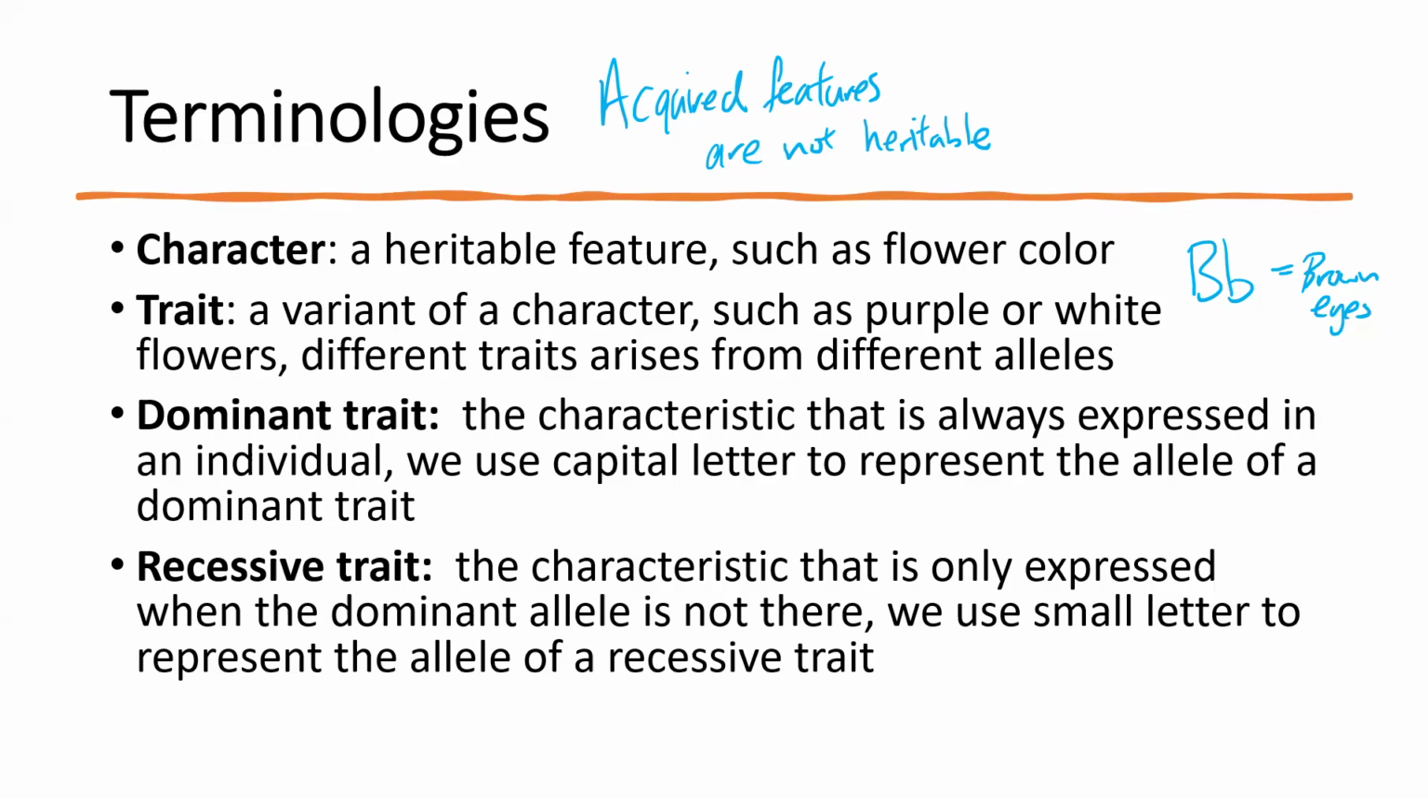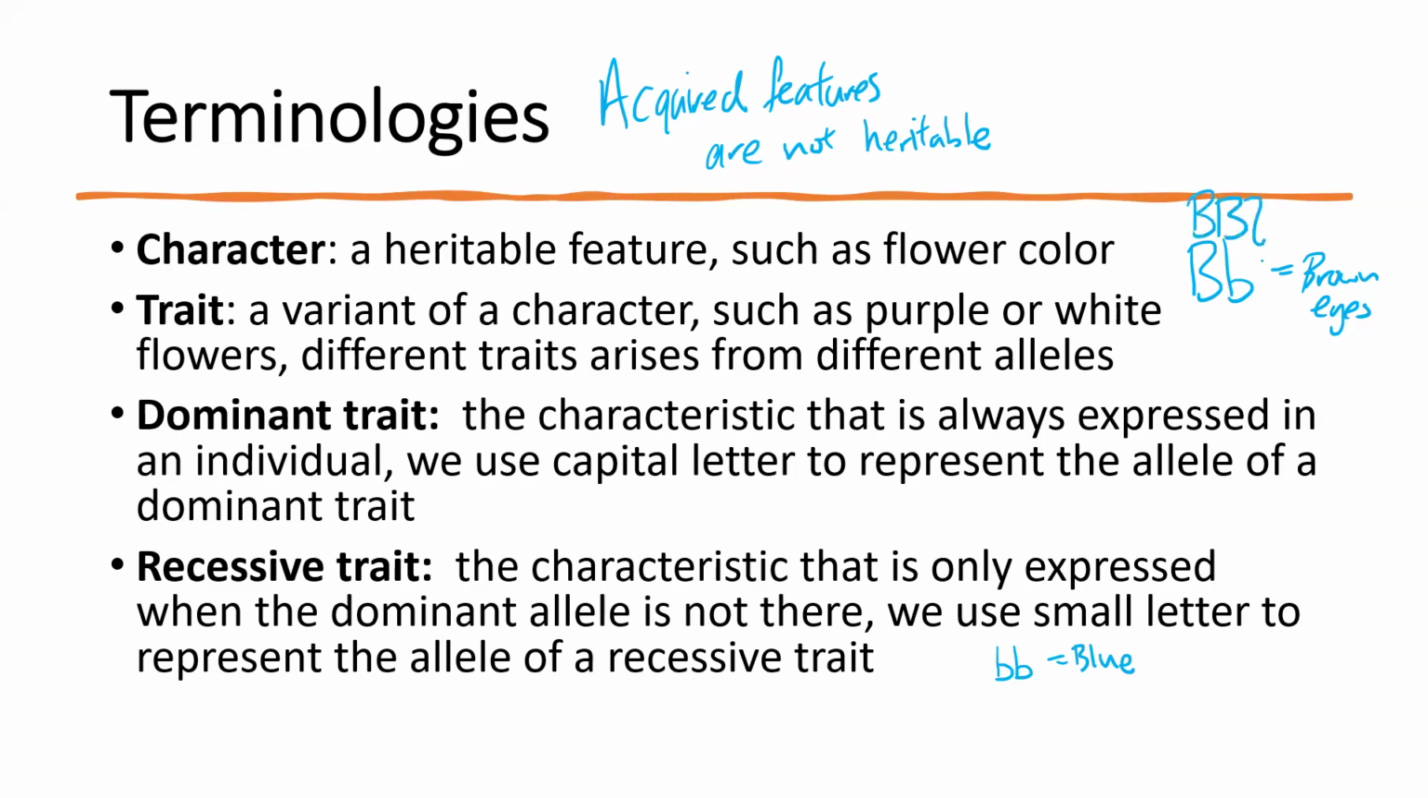Recessive traits are represented with the lowercase letter, and it's only going to show up if the dominant allele is not there. So the only way for a person to have blue eyes would be small b, small b. But there are two ways to have brown eyes. You can be big B, small b, or what's the other option?